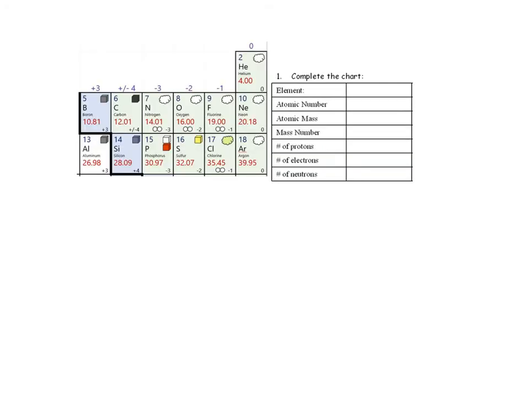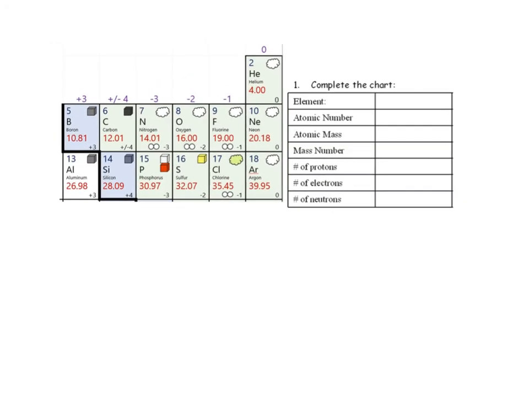All right, let's do one more thing before we end here. We have a little piece of the periodic table here, and we have a chart to fill out. Let's see if we can fill out this chart for the element sulfur.